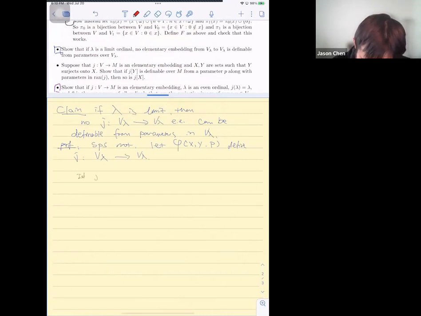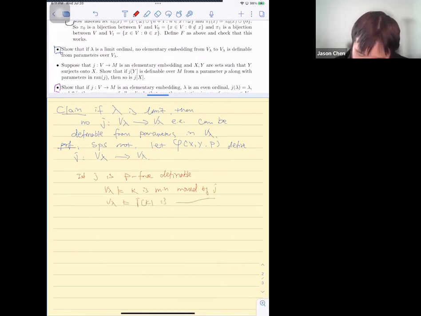So if J is parameter-free definable, then this is very easy, right? You just use the routine reflection argument. You say something like, okay, V lambda thinks kappa is the least ordinal moved by J. And then V lambda is going to think J kappa is the least ordinal moved by J, so contradiction. But the problem is this only rules out parameter-free definitions of J, whereas we're dealing with something with parameter.